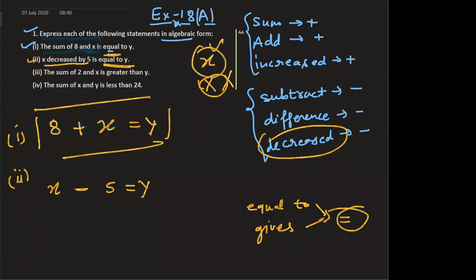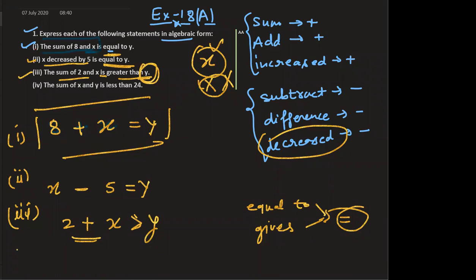Okay. Now third expression says the sum of 2 and x is greater than y. The sum of 2 and x. Sum of 2 and x means 2 plus x. Okay. So this thing is greater. This thing is greater than what? Than y. Okay, than y. So write y here. So it is actually the sum of 2 and x, not 2x, Jatin. You have written 2x, not 2x. You have to write 2 plus x. So 2 plus x is greater than y.